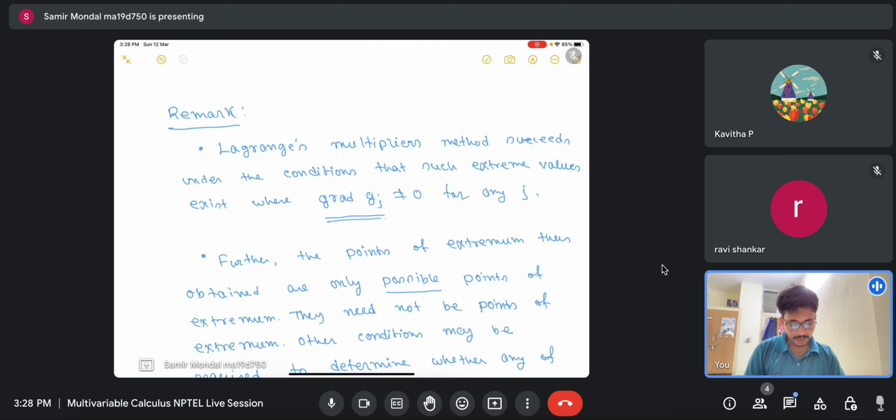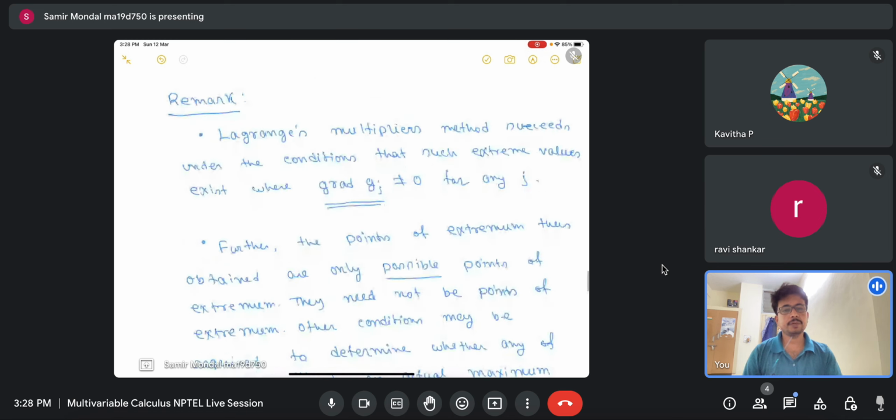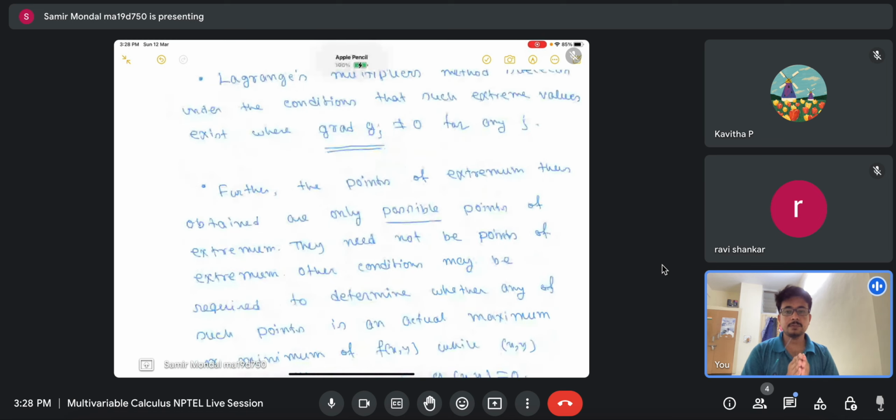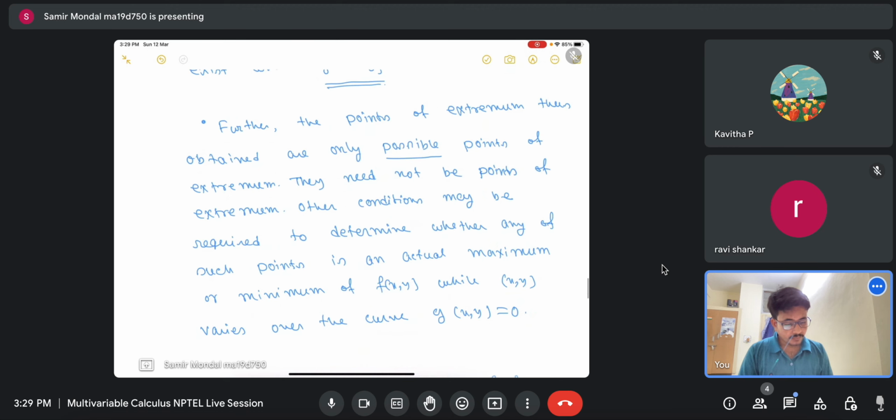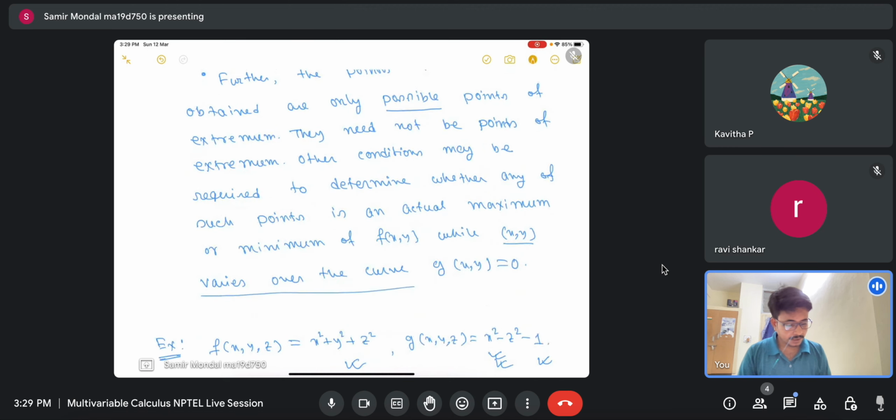Another remark is there. Using Lagrange multiplier we are getting the possible extremum values, possible extremum points. All those extremum points may or may not be the extremum point of f. These are possible extremum points. Then how will we find which are the exact extremum points of the function? Then we have to look at the points x, y as they vary over the curve g of x, y equal to 0.